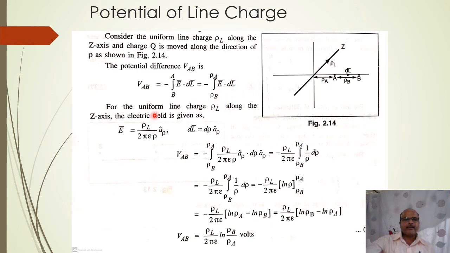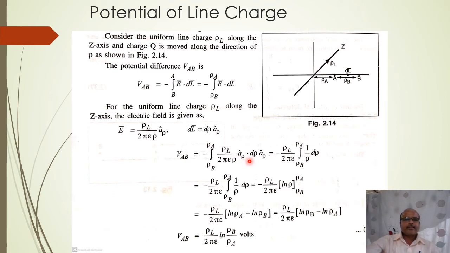For the uniform line charge rho L along the z-axis, the electric field is given as E bar is equal to rho L upon 2 pi epsilon rho, in the rho cap direction, and dL is equal to d rho in the rho cap direction. Put both the values in this equation and solve. So VAB is equal to minus integral from rho B to rho A of rho L upon 2 pi epsilon rho, rho cap dot d rho rho cap. Now solve this integral.